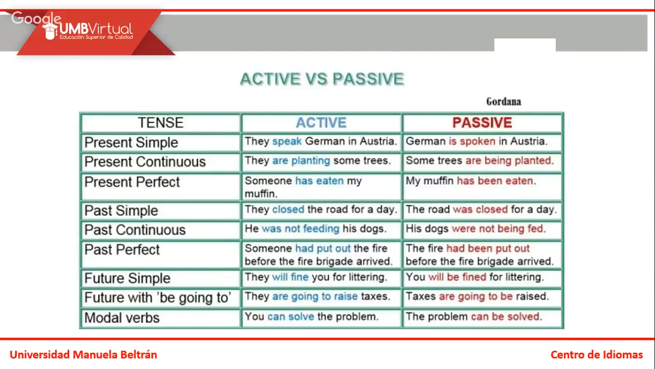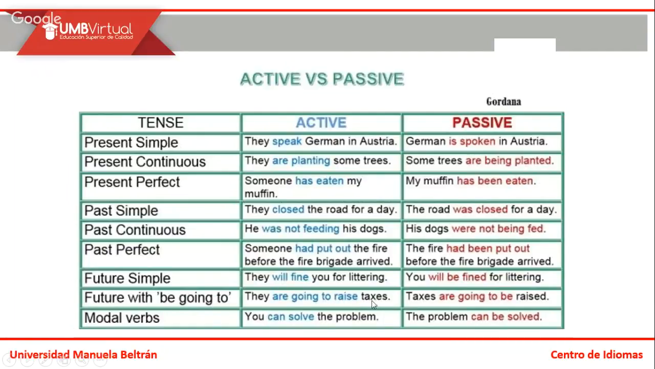Will be. Y luego nos enfocamos en el verbo. Find is in present, but in past participle we have to use fined. Es un verbo regular, solamente le agregamos la D. But if we had another verb, it's going to be completely different. They will paint, for example. So a painting will be painted by someone. All right. Future with be going to.